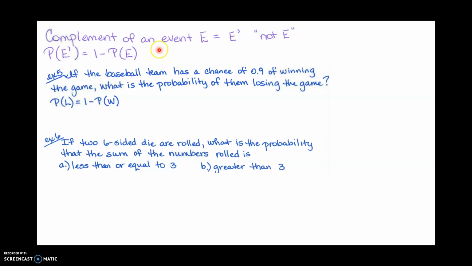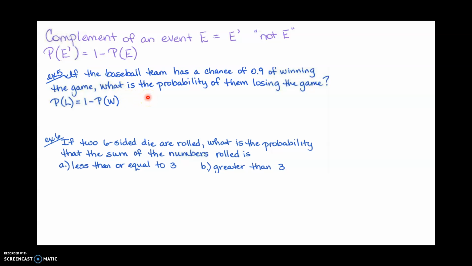So the next one is the complement of an event, and we write the complement with a prime mark or apostrophe after it, and the complement literally just means not E. So, for instance, if there is a 60% chance of raining today, what's the chance of it not raining? 40%, right? How'd we get that? We did 1 minus 60%. So the complement of it raining is it not raining. So again, you can see if I do 1 minus the probability of the event, then that would give me the probability of not the event, the probability of the complement.